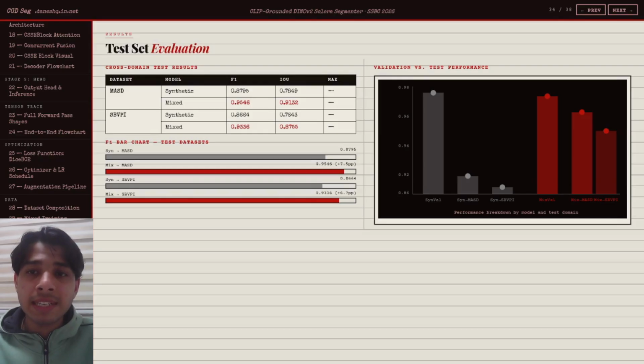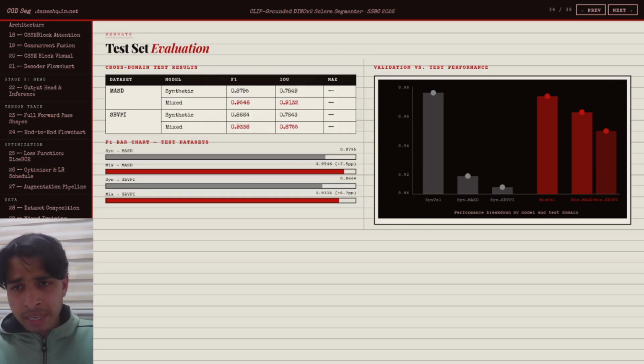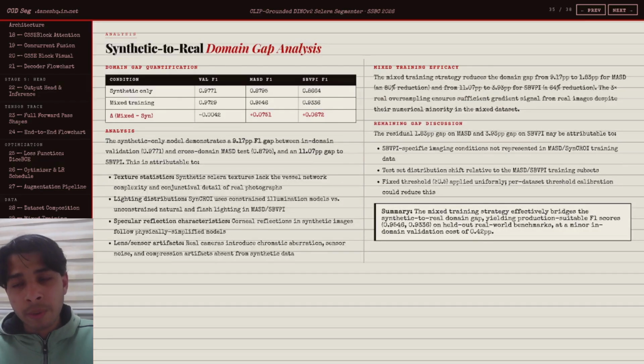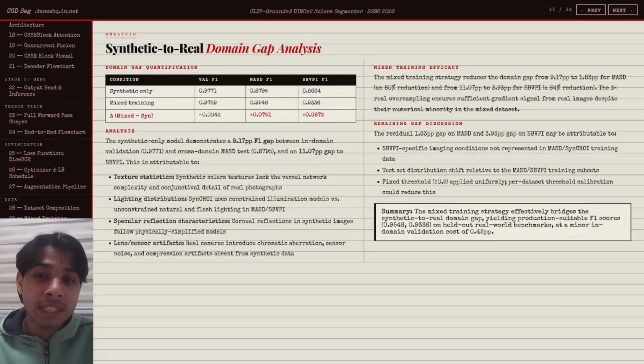This slide quantifies exactly how much the domain gap shrank. Starting from a 9.17 percentage point gap between the in-domain validation and real-world MASD test performance on the synthetic model, mixed training brings that down to 1.83 percentage points. That's an 80% reduction in the gap.